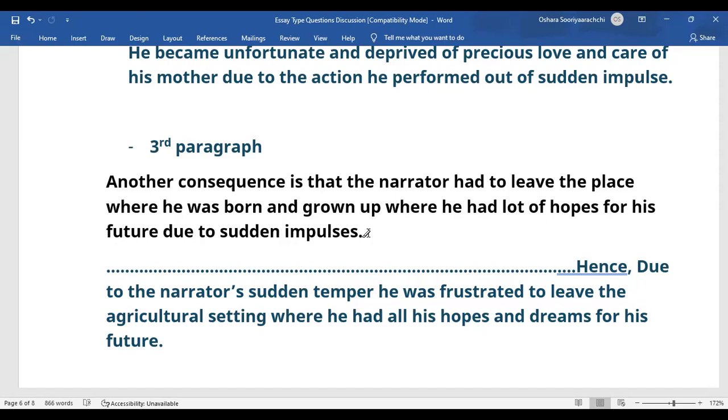So it tells us that he had a lot of dreams and hopes for his future in this very place, and he had a great attachment to this place. So leaving such a place and leaving such hopes and dreams for his future, it is disastrous, it is distressful. He's having a great mental frustration. So you can see that is another harsh consequence of sudden anger, sudden impulse. So at the end of discussing that point as well, I have written, hence, due to the narrator's sudden temper, he was frustrated to leave the agricultural setting where he had all his hopes and dreams for his future. So by now I have discussed all the 3 points related to consequences of sudden impulses.